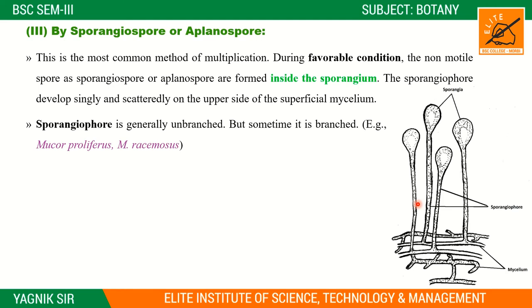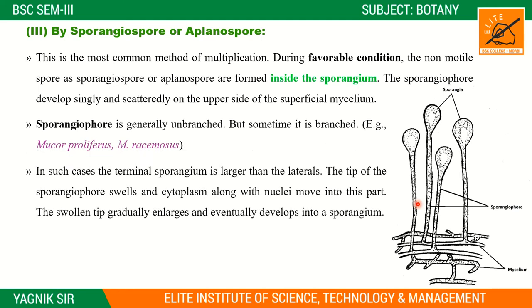Normally the sporangiophore is unbranched. But sometimes it is branched, for example in Mucor proliferus and Mucor racemosus. In these species the sporangiophore is branched. Generally the sporangiophore is unbranched and forms singly and scattered, present on the upper side of the superficial mycelium. In case the terminal sporangiophore is larger than the laterals, often one may be long and one short.